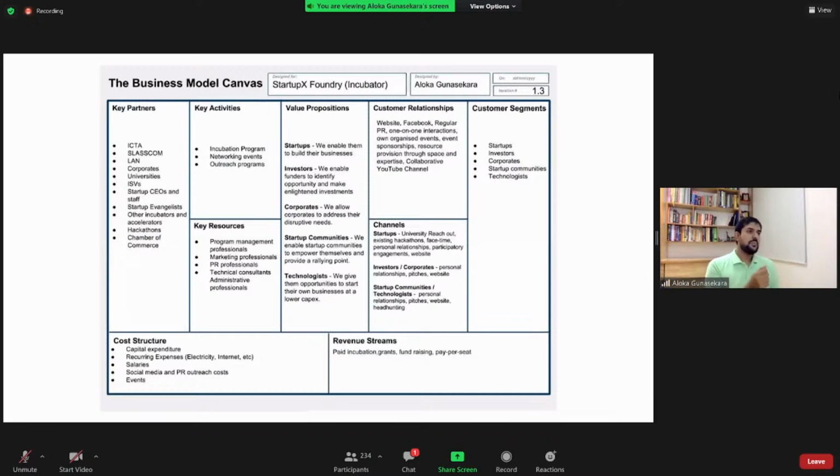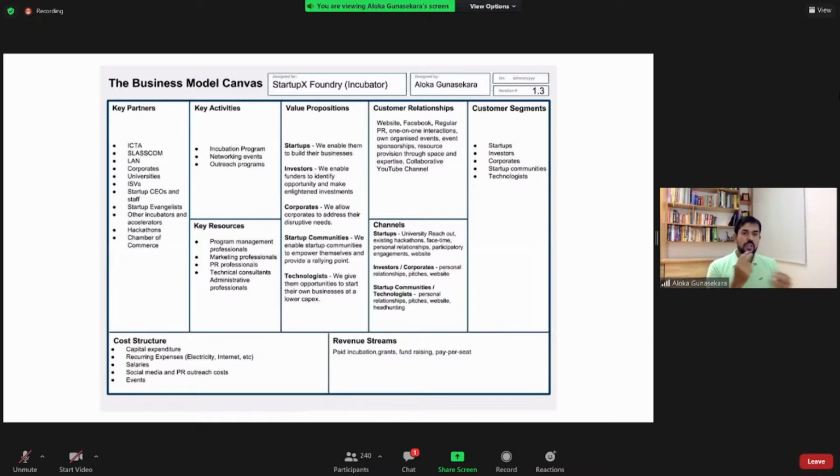For investors, we enabled investors to identify opportunities and make enlightened investments. Now, what do I mean? The problem with startups is, if that startup founder is really, really good at pitching, he or she can pitch really well and convince people. The best example I can give is Theranos. I think Elizabeth Holmes was the CEO. She's a really convincing CEO and pitcher. So she convinced a lot of people, including some really, really influential people. And Theranos went bust because they were literally lying about what they were capable of. So what happens is the investors usually make their decisions on face value. What we as Startup X Foundry did was we actually enabled the investors to figure out what the best investment opportunities are.